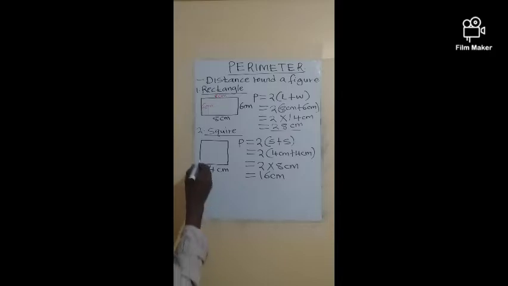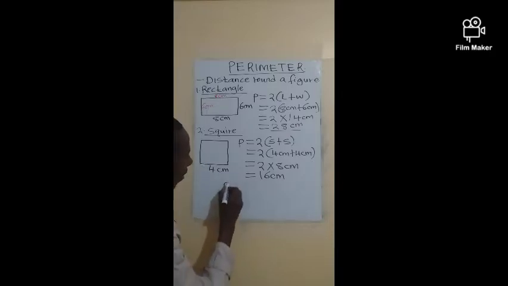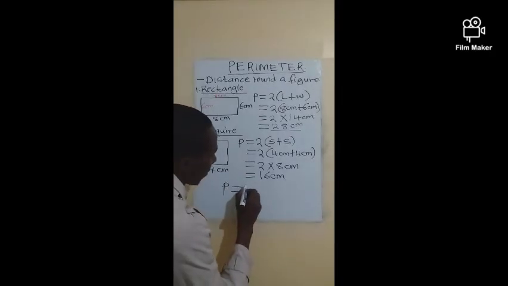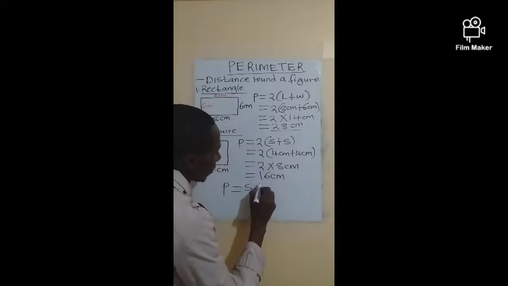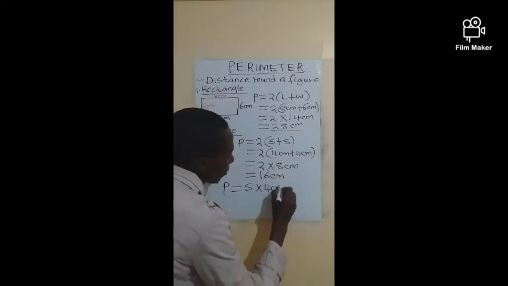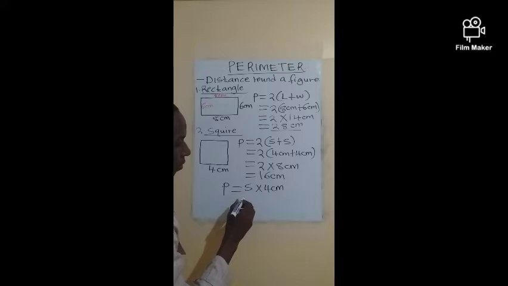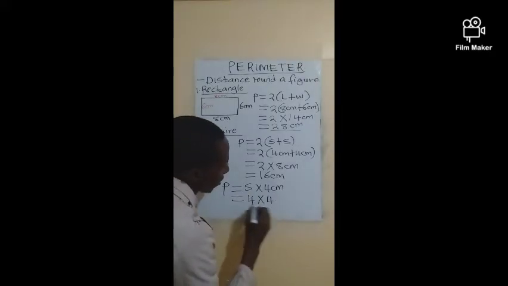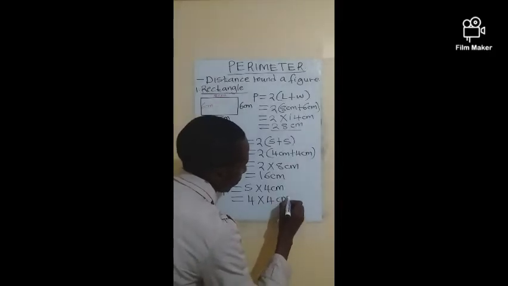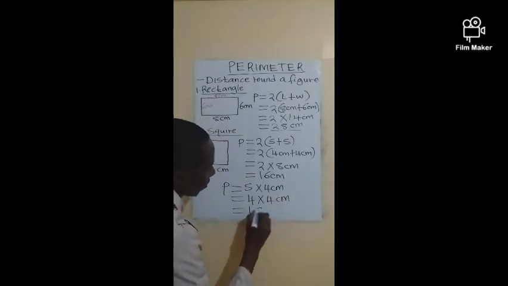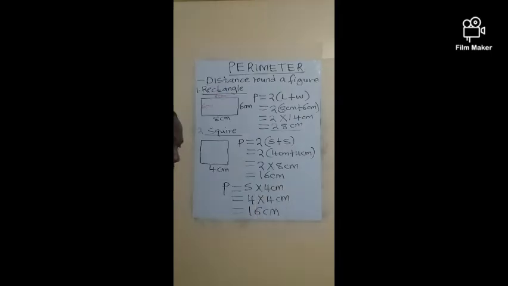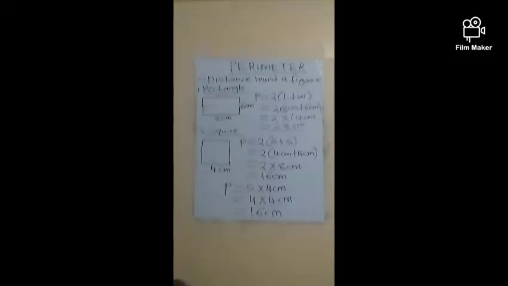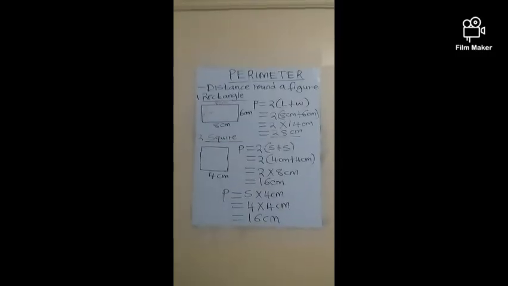Another way you can find the perimeter of a square is side times 4, which is 4 times 4 centimeters, which is 16 centimeters. So this is how you can find the perimeter of a rectangle and the perimeter of a square.